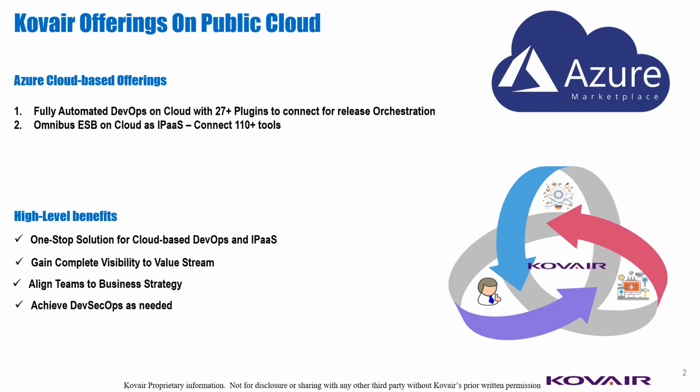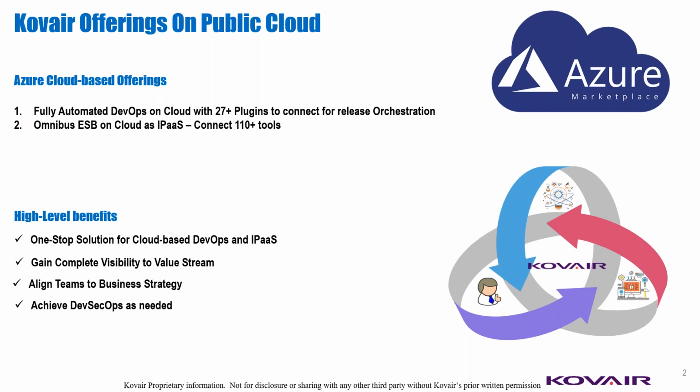Third, align team to business strategy. As we all know, business strategies are based on business demands. Using the power of Kovair Omnibus, which we call iPaaS, various departments can unify themselves into a common channel to achieve a bigger organization goal. Thus, with this platform on cloud, you can unify your departments, your business groups, and produce the overall goal that the organization wants to achieve.